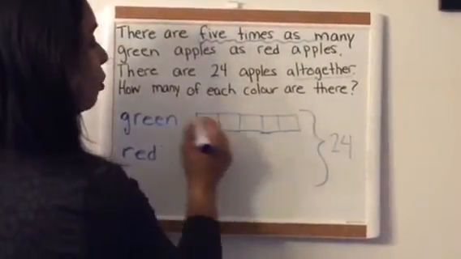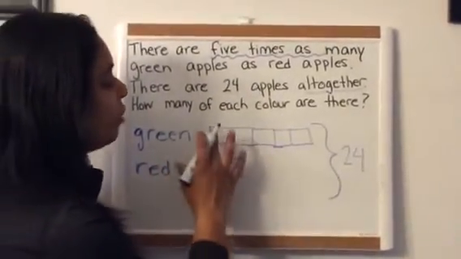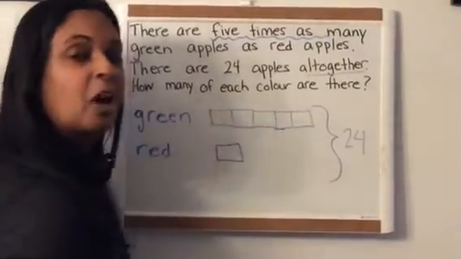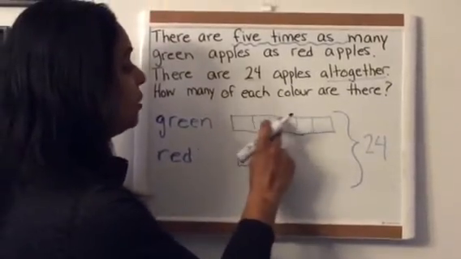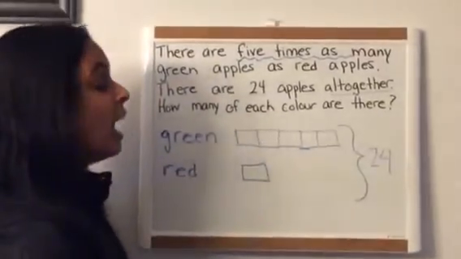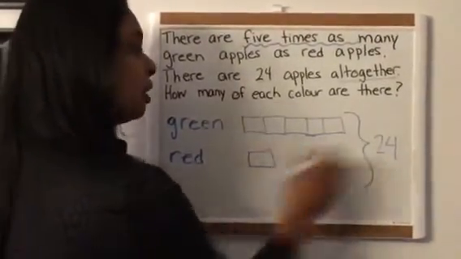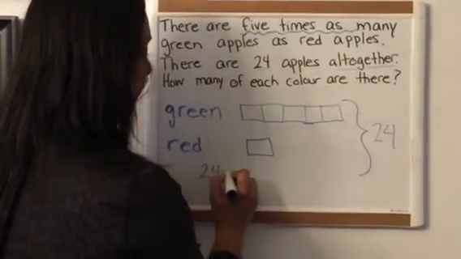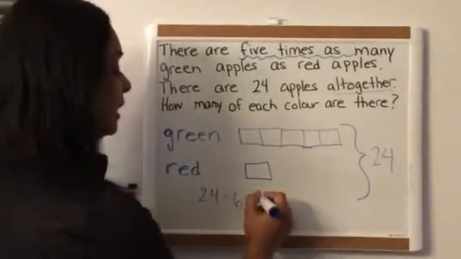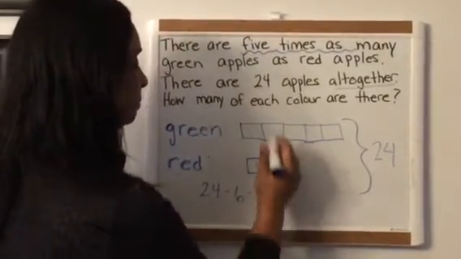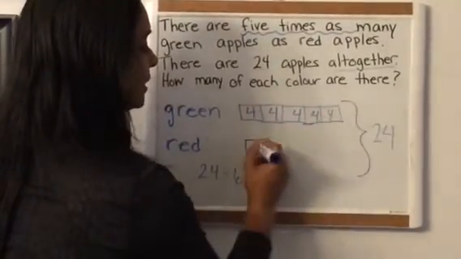Now, what I want to do from here is ask myself, well, what does that mean? How many apples would each block represent then? So if there's 24 apples all together and I have 1, 2, 3, 4, 5, 6 blocks, I will have to use a little bit of my math facts to help me out here. I would take my total of 24 and divide it by the 6 blocks to find out that each block represents 4. So I'm going to go ahead and put 4s in all these boxes.